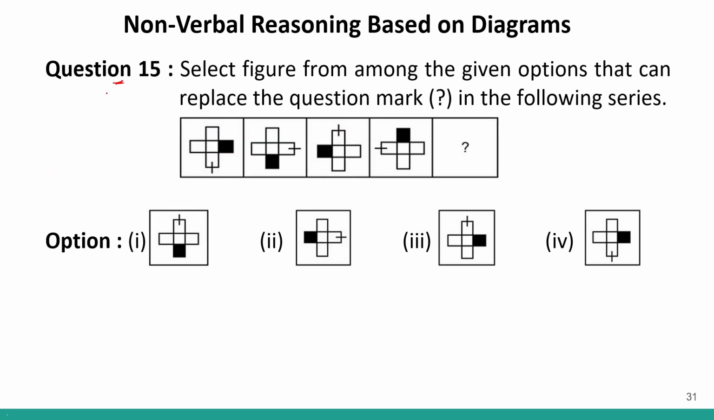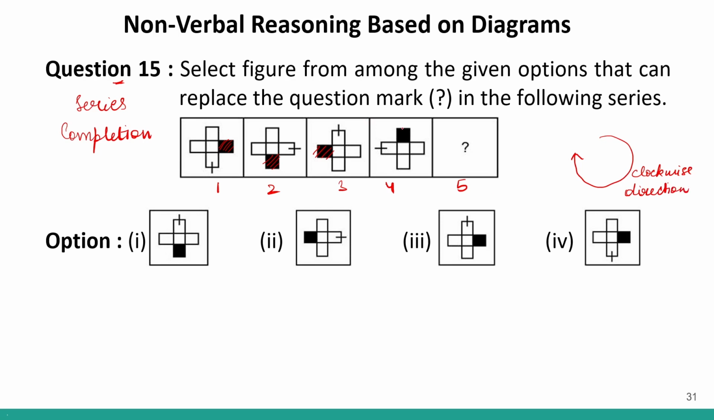Now question number 15 is a series completion question, in which we have 4 figures and we have to find out the 5th figure. Now over here I can see the shaded part. This is the shaded part. Then it went over here. Then it went over here. How is this moving? This is moving in the clockwise direction. Correct? This is moving in the clockwise direction.